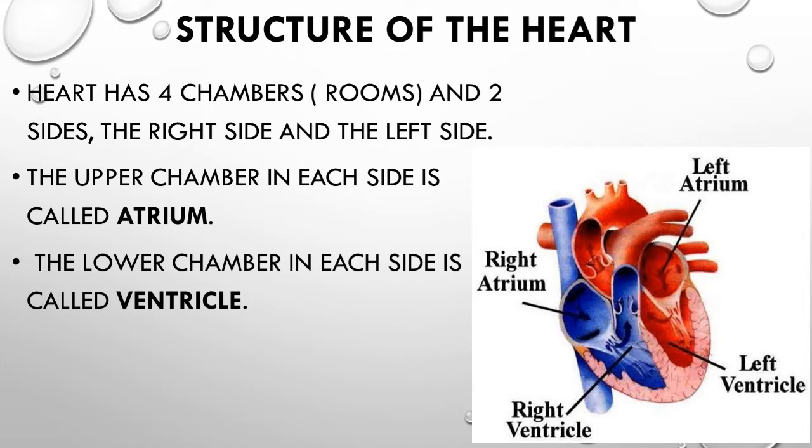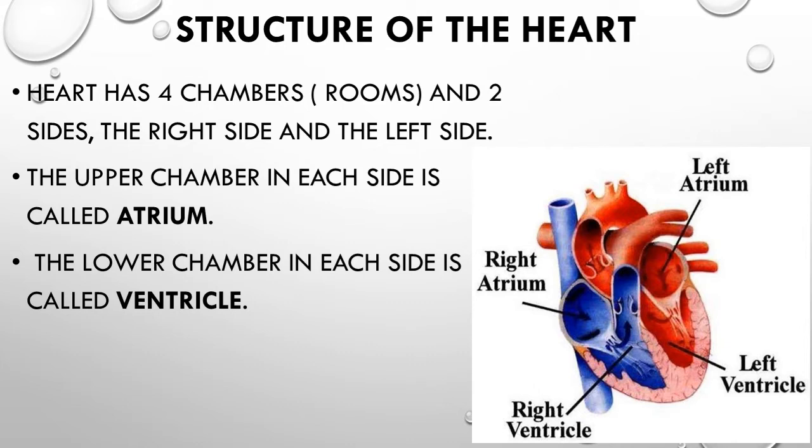Each side has 2 chambers, then the heart has 4 chambers, 2 in the right side and 2 in the left side. The upper chamber in each side is called atrium. Again, the upper chamber in each side, في كل ناحية احنا قلنا عندنا 2 chambers in the upper موجودين فوق. الاتنين دول اسمهم إيه؟ Atrium. The lower chamber in each side is called ventricle.